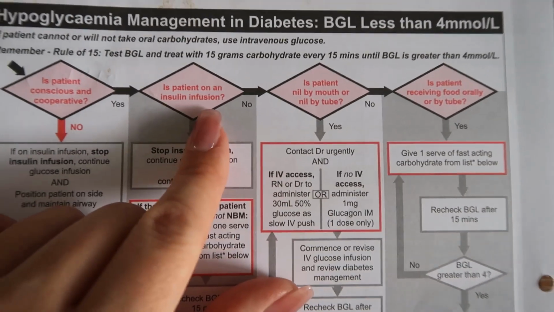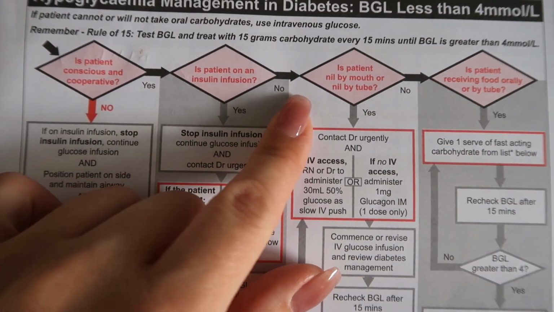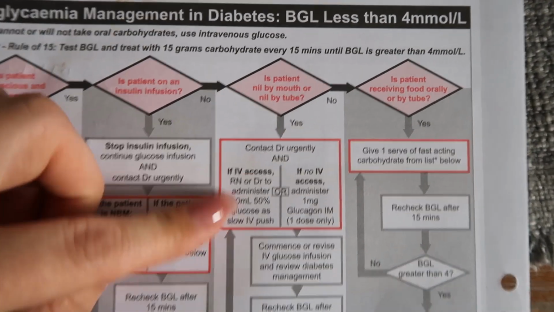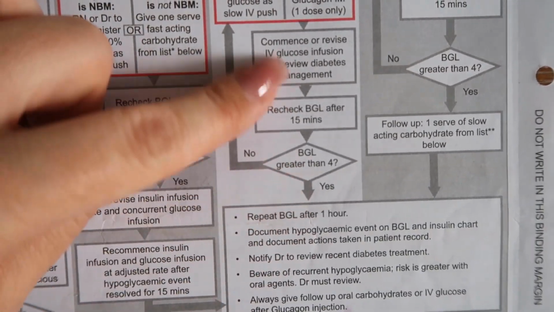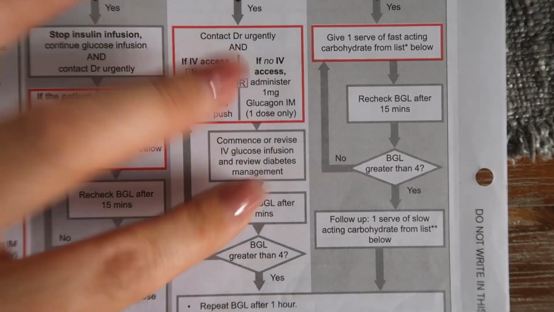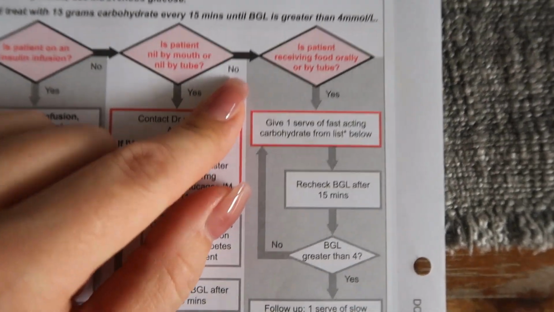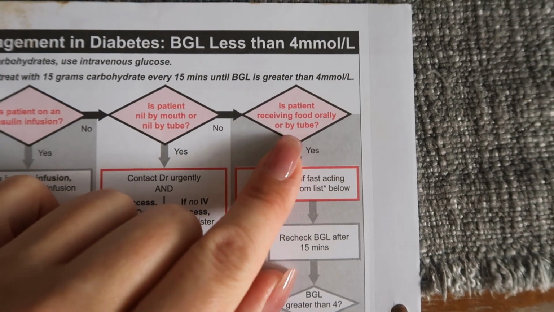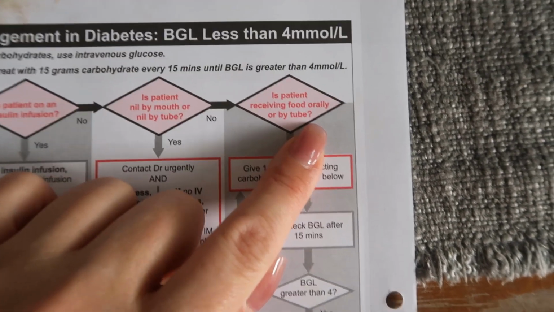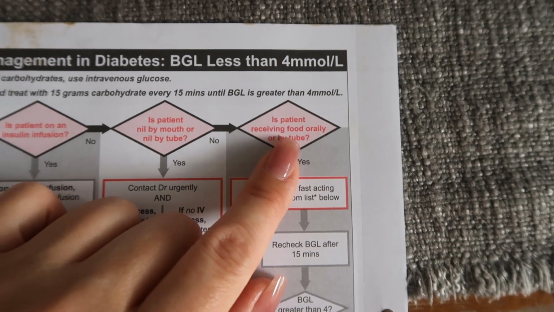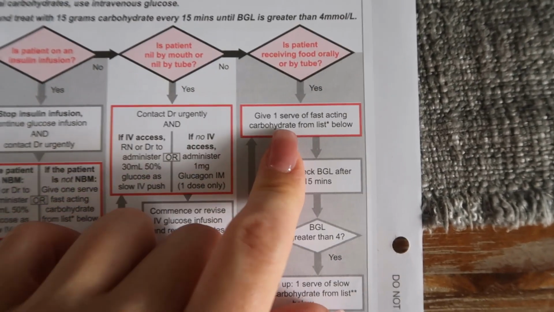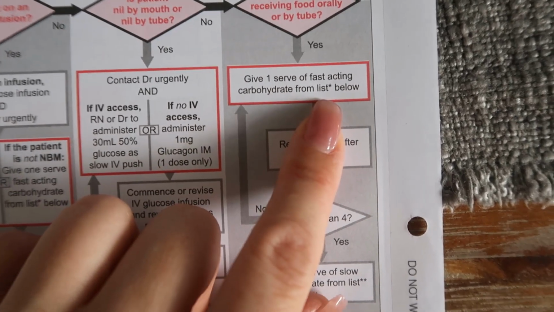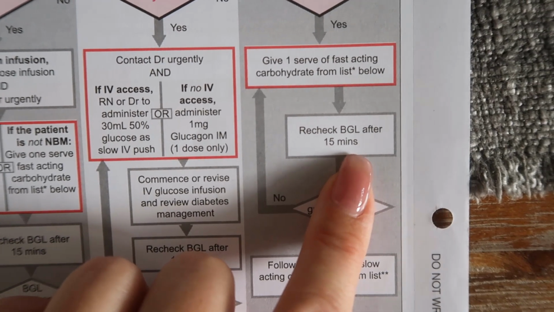Then, let's say, is the patient on an insulin infusion? No. Is the patient nil by mouth or nil by tube? If yes, then you will repeat these steps here, which are very similar. I'm not going to go through it because they're very similar to the previous ones. If no, they are not nil by mouth, they are not on a feeding tube, then is the patient receiving food orally or by tube? Okay, they receive food orally, they can eat by themselves, or they have a tube. Give 1 serve of fast-acting carbohydrates from the list below. Recheck BGL after 15 minutes.